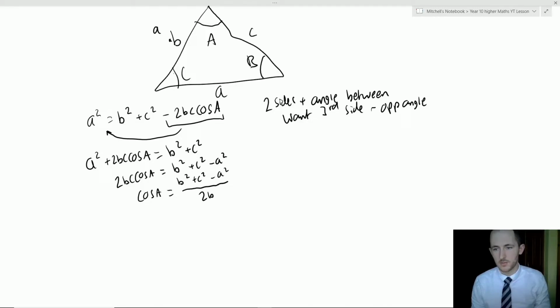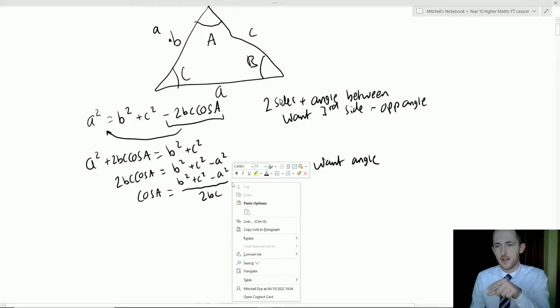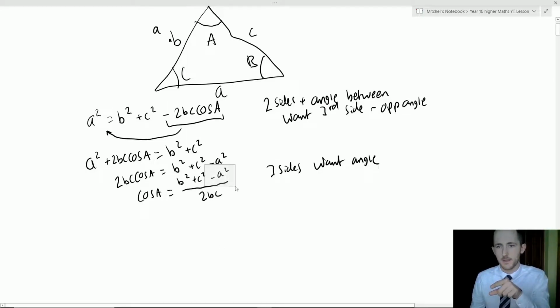over 2bc. And this is when you have 3 sides and want an angle. Now, you have to be really careful, because if you look, b and c are interchangeable, because b squared plus c squared is the same as c squared plus b squared. It doesn't matter, right? And likewise, 2 times bc is the same as 2 times cb and vice versa. But the angle you're working out is the one opposite to this negative side. So in this case, it'll be this angle because this side is negative. Okay? Just be very careful of that.